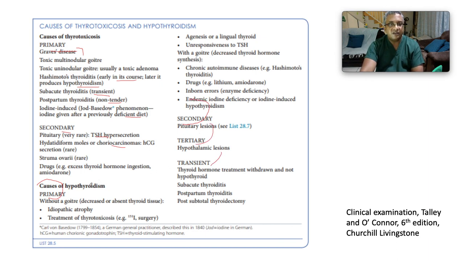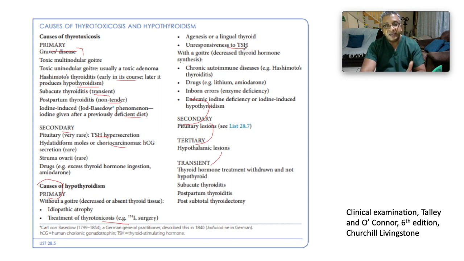So primary refers to causation without a goiter or with a goiter. So without a goiter, primary hypothyroidism, we speak to decreased or absent thyroid tissue, especially in the setting of idiopathic atrophy or treatment of thyrotoxicosis with radioiodine ablation or surgery, they can become hypothyroid, right? If you have agenesis or a lingual thyroid or unresponsiveness to TSH.